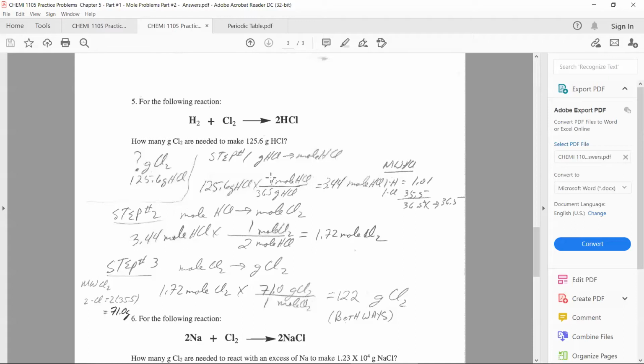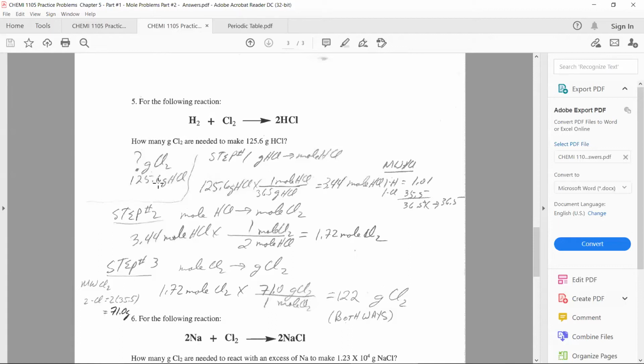And let's go back to our problem. Since I've been jumping around on Blackboard, everybody see problem number 5? Thumbs up, people, on your screen. Thank you. All right, we're trying to find how many grams of chlorine are needed to make 125.6 grams of HCl, hydrochloric acid. Notice I'm going from grams to grams, and you have a balanced chemical equation. When that happens, you need to do 3 steps.